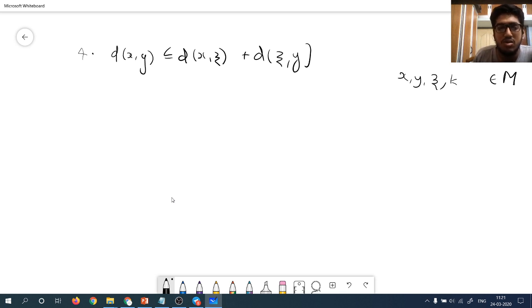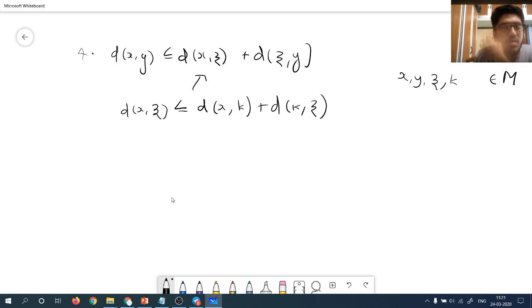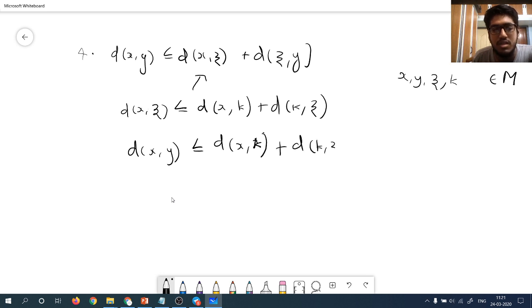We know that if k belongs to M, d of x comma z is less than or equal to, using k, we can write it as d of x comma k plus d of k comma z. So put this in here and you will have d of x comma y is less than or equal to d of x comma k plus d of k comma z plus d of z comma y.